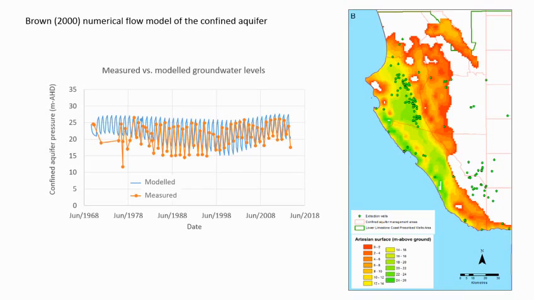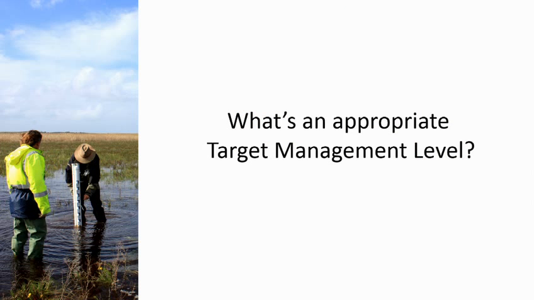And so, in looking at what's an appropriate target management level for the confined aquifer based on the groundwater model, I guess we were looking at the question, what's an appropriate management target for the confined aquifer? So typically management targets for the aquifers in the southeast are based on maintaining groundwater levels so that groundwater levels don't decline and so that salinity doesn't increase.